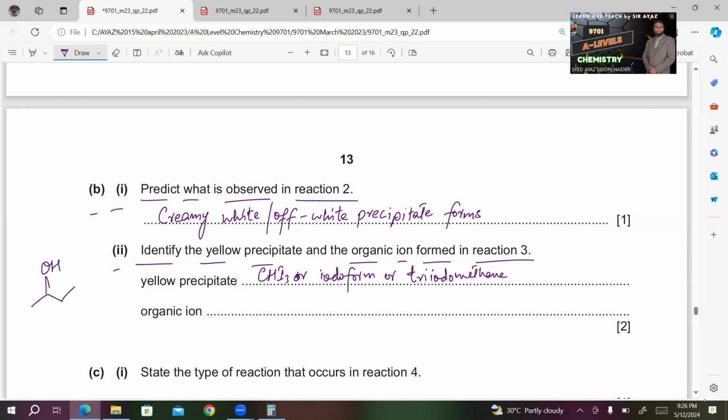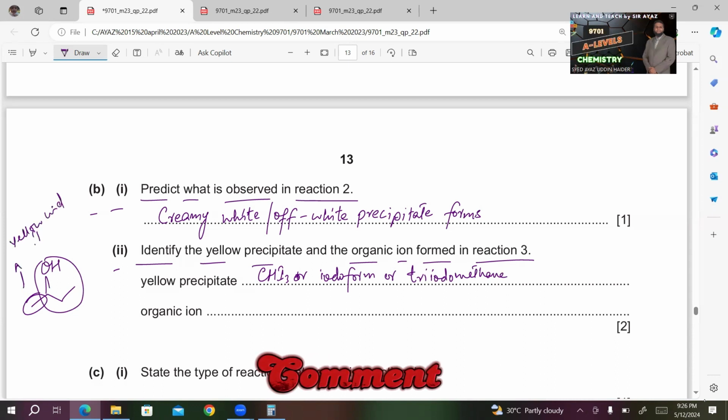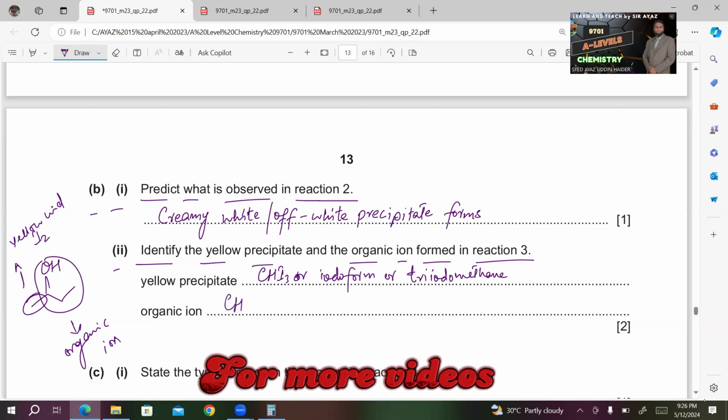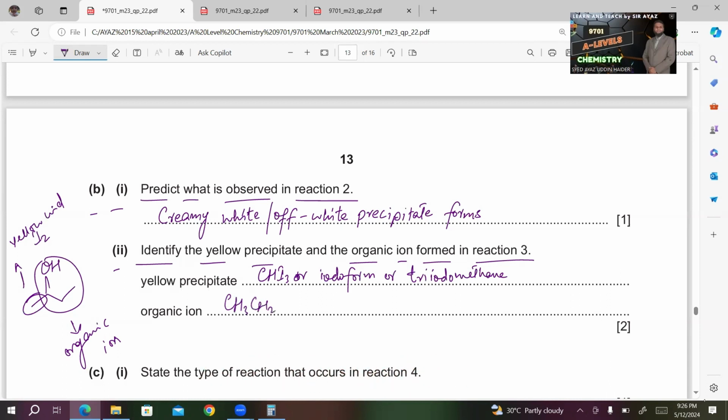There is a structure. This one is removed and gives a yellow precipitate with I2, and an organic ion. So the organic ion must be propanoate. So you can write CH3CH2CO2 minus, or propanoate.